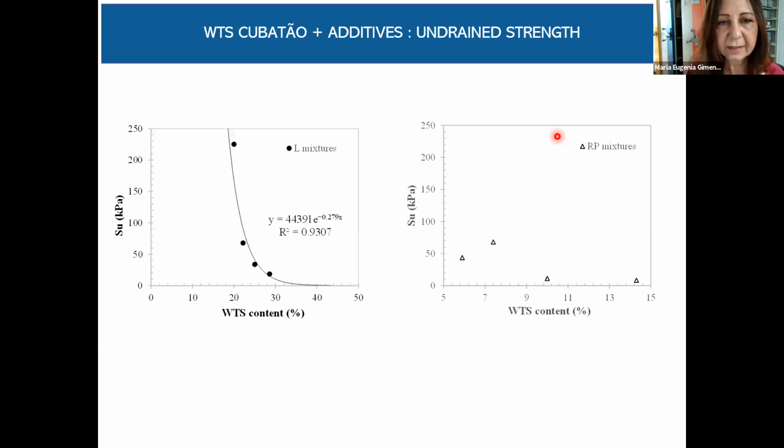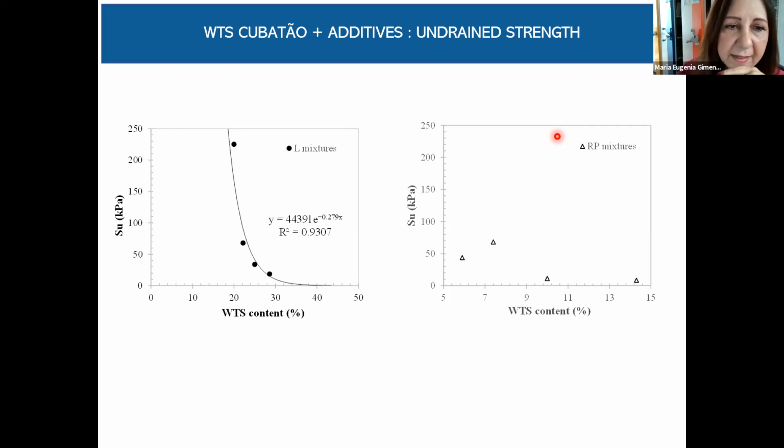We performed unconfined compression tests with the as-compacted mixtures, and it was interesting that the stress-strain curves for the lime sludge mixtures increased monotonically with axial strain. So there was no peak in the curves, and we adopted the failure criterion of the stress relative to 15% axial strain. For the rock powder sludge mixtures, there were peaks in the curves, so the failure was very clear.